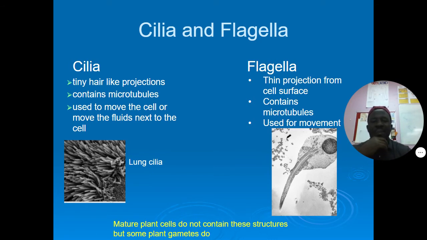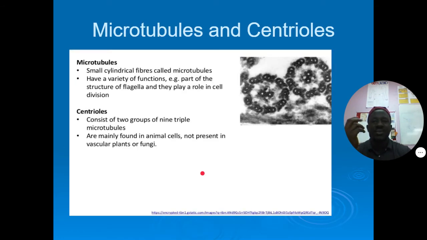Mature plant cells do not contain cilia, they don't contain flagella, but some plant gametes do. So, that's what we see. This can be a flagella. And basically, that's what we see. Microtubules and centrioles.